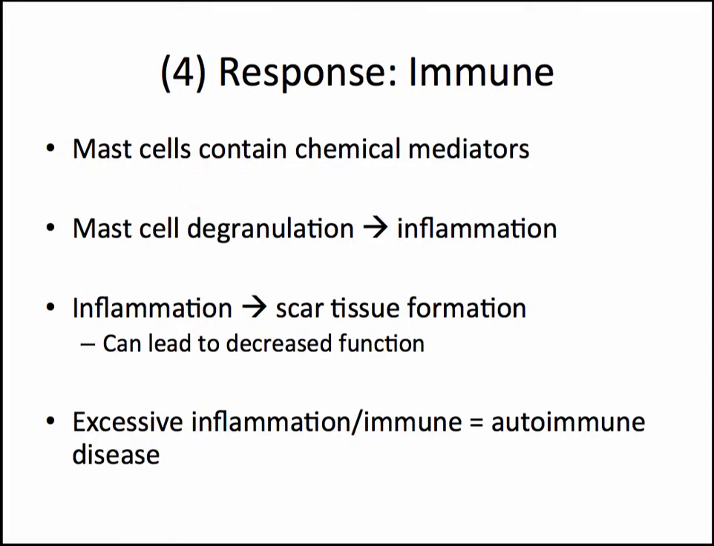The last component is response. There are two general responses that occur: immune and adaptation. The root of the inflammatory cascade is the mast cell. Mast cells contain chemical mediators within granules that modulate the response. Anytime you think of inflammation, think of mast cell degranulation. Additionally, anytime you think of inflammation, think scar tissue formation.